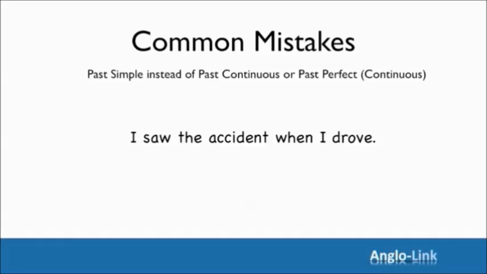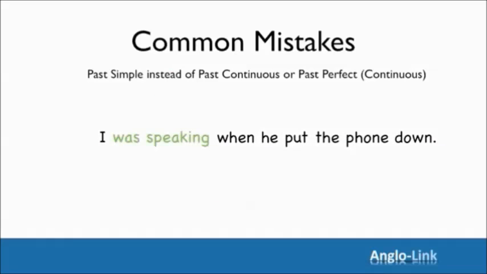Let's find out. That's right. Drove should be in the past continuous. I saw the accident when I was driving. Let's look at another example. I spoke when he put the phone down. Now, putting the phone down interrupted the action of speaking. So, spoke should be I was speaking when he put the phone down.